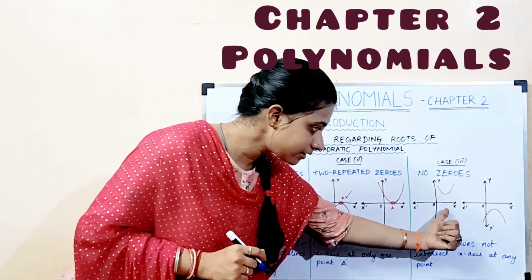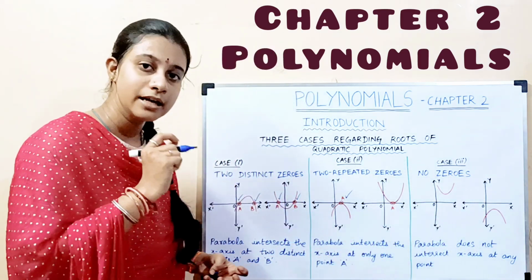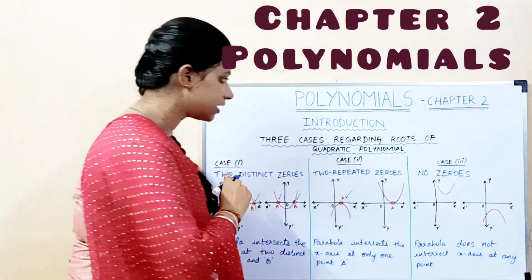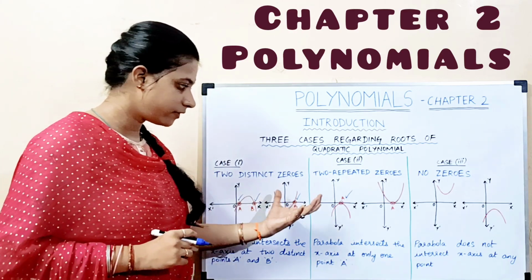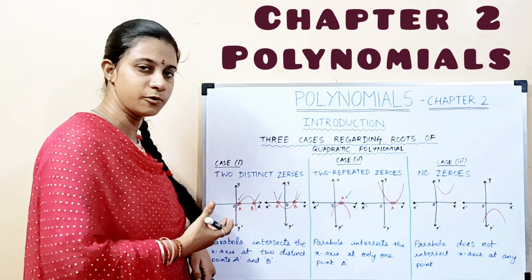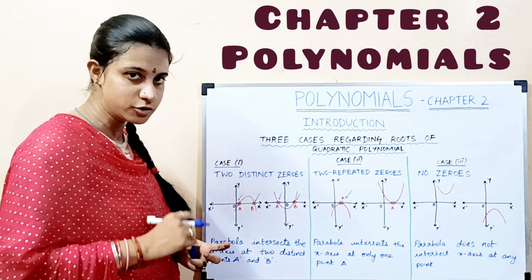Since it does not intersect the x-axis, it does not have any real zeros. So these are the three cases regarding the roots of the quadratic polynomial. With this concept, we can now start with exercise 2.1.